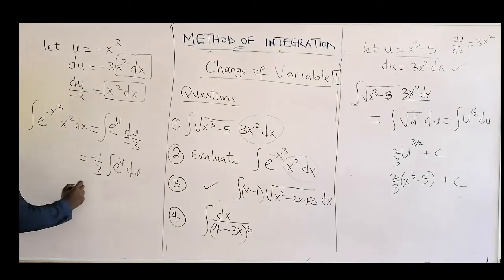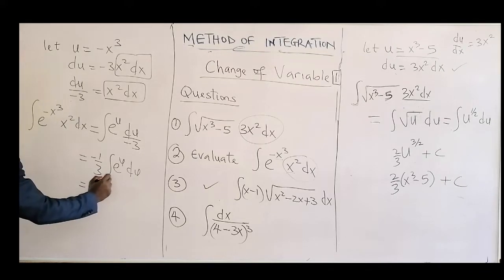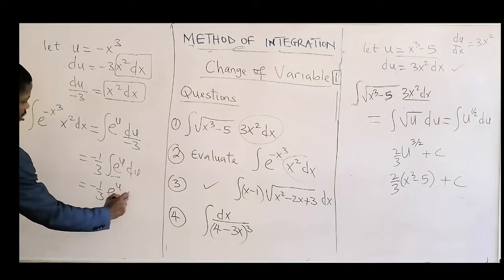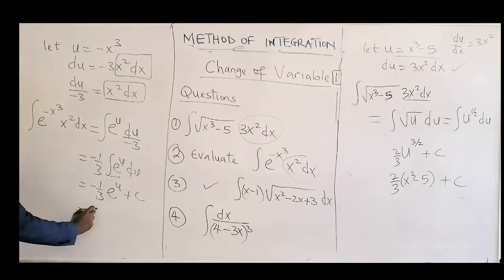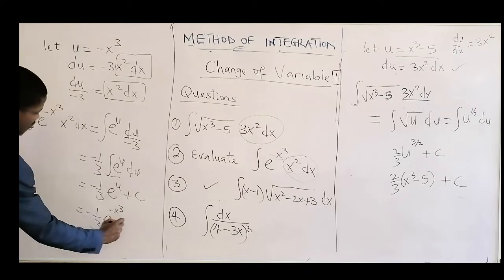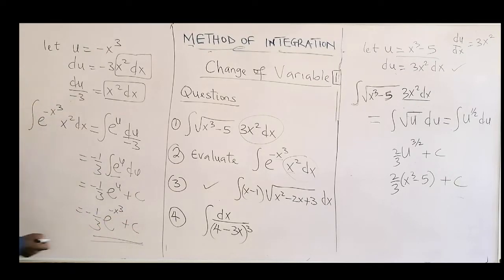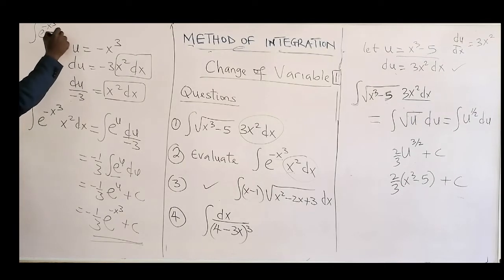And that will be equal to minus 1 over 3, the integral of e to the u, which is e to the u, plus c. Then return your independent variable, your x. u is minus x cubed, plus c. So that's that on that question. This is for the integral of e to the minus x cubed times 3x squared dx. So that's that on question 2.